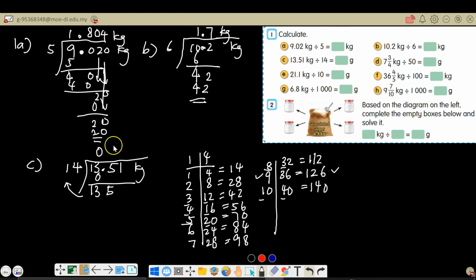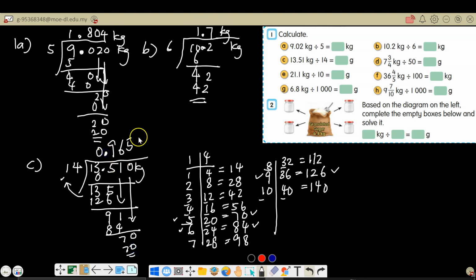126 is 9. So 9 times 14 is 126. Balance is 9. Okay, check. Make sure it's smaller than 14. Bring down 1. 91, we can take 84. This is 6. 6 times 14 is 84. Balance is 7. Add a 0. Bring down 0. 70 is 5. You see that? 5 times 14, 70. Decimal point, don't forget. Unit, don't forget.